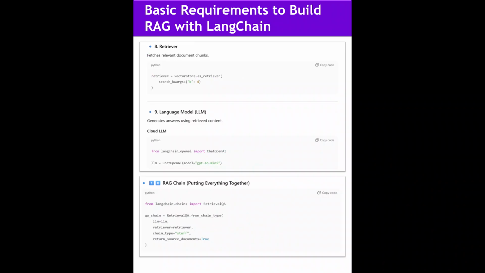You can use a cloud LLM, or you can use an offline Ollama model or other models. You can also use a local model: install Ollama on your system and use the local language model. Finally, putting all the things together to get answers with source documents.